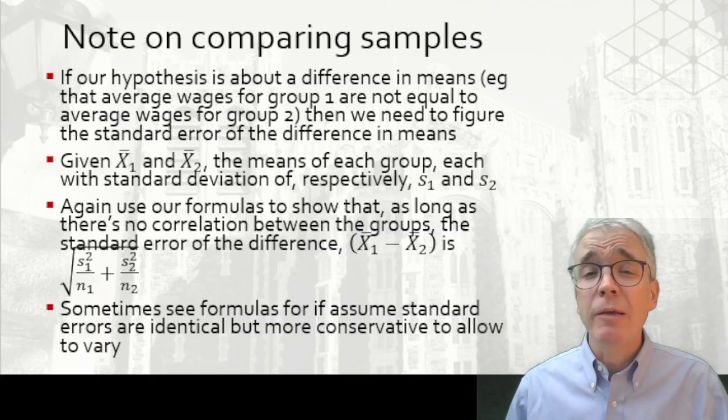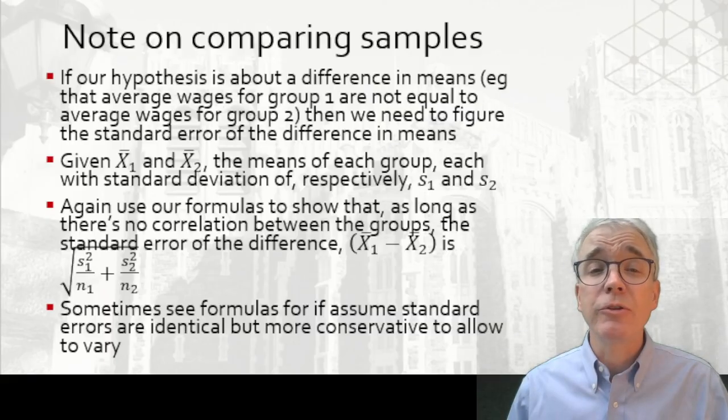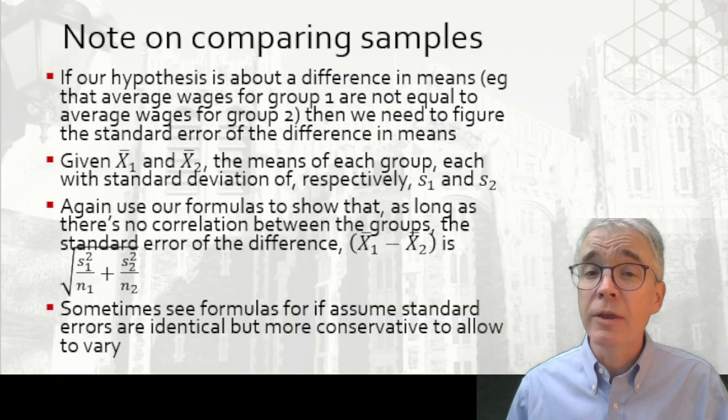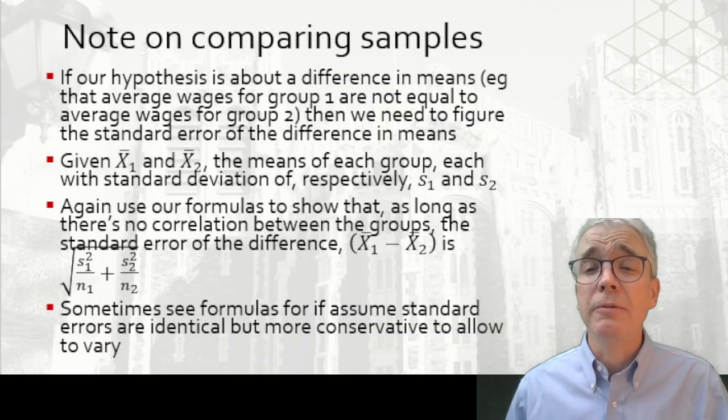To create that hypothesis test, we would find the standard error of the difference in the means. With x bar 1 and x bar 2 representing the means of each group, standard errors of S1 and S2, then we use the formulas about linear functions and show that as long as those are not correlated, as long as those outcomes in the two groups are indeed independent, then the standard error of the difference is going to be the square root of the sum of the variance, not the standard errors, variance, divided by each n.